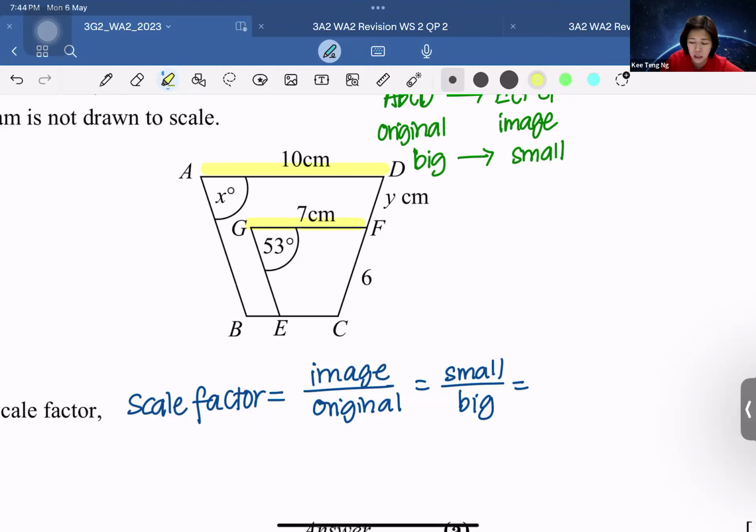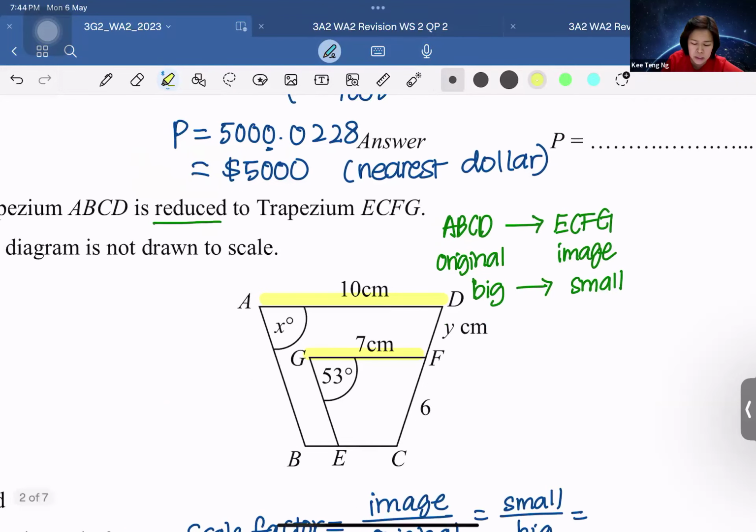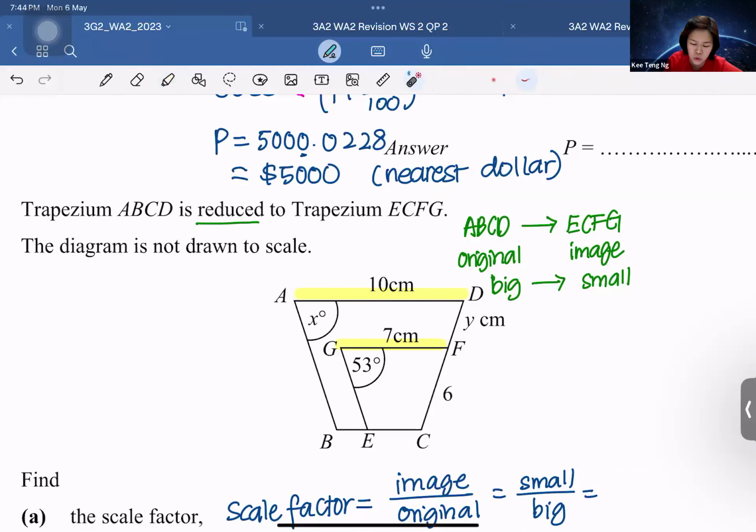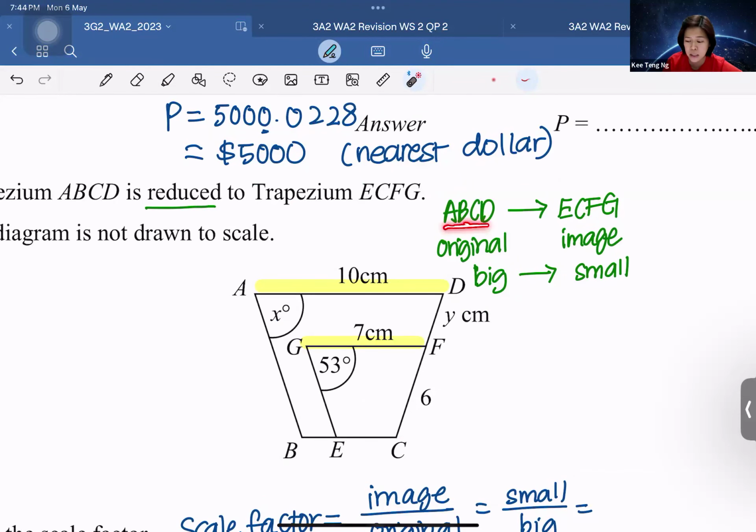Okay, I repeat again. This trapezium A, B, C, D is reduced to trapezium E, C, F, G. So A, B, C, D becomes E, C, F, G. A, B, C, D is my original, and it becomes E, C, F, G. This one will be my image.